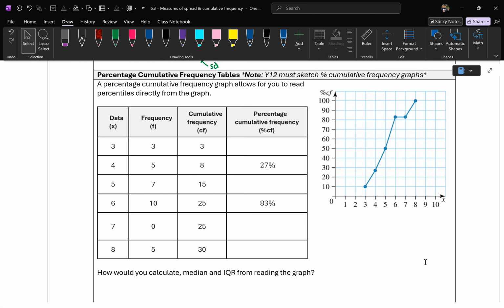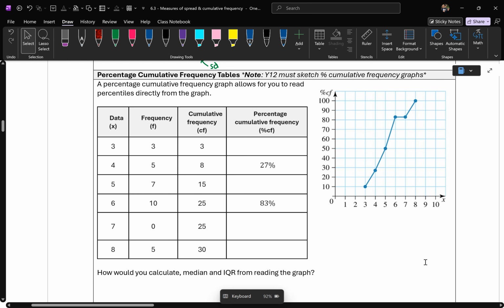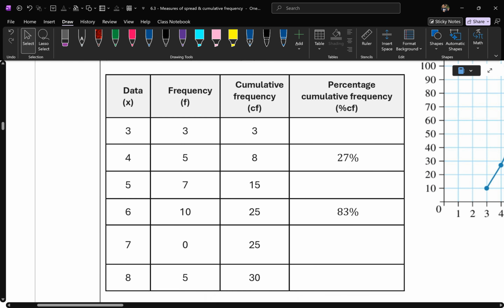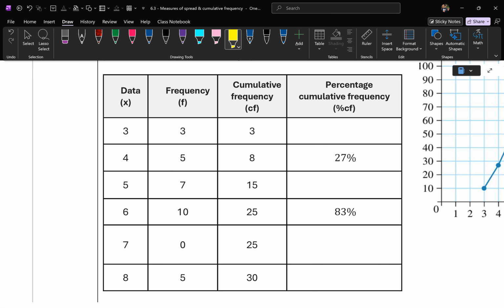Here we go. Let's start off with Billy. So we've got frequency, which you've learned how to do with Mr. Hill, I assume. So you got data. How many 3s do we have? We've got 3. How many 4s? We've got 5. How many 5s? We've got 7. How many 6s? We've got 10. Pretty straightforward, yeah?